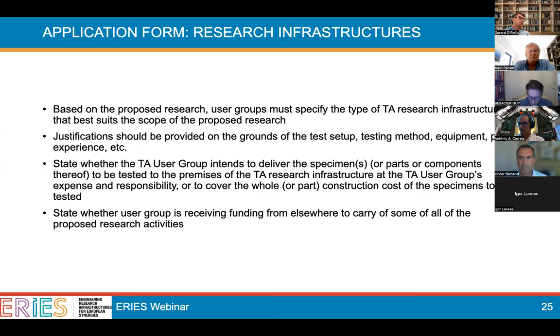So this is essentially what I was mentioning before. Based on the proposed research, a user group must specify the type of research infrastructure they wish to use and that best suits their project. These are the justifications that we ask people to give in the application form. So not just to say that we want to use this shaking table or this wind tunnel, but also to give some motivation of why that certain installation makes sense for them. It's just more of a motivation for a particular piece of testing equipment.